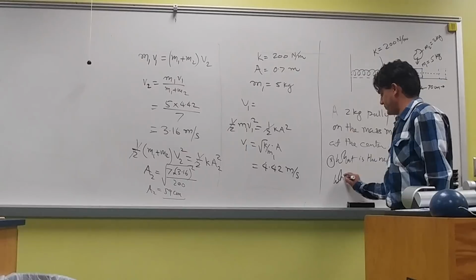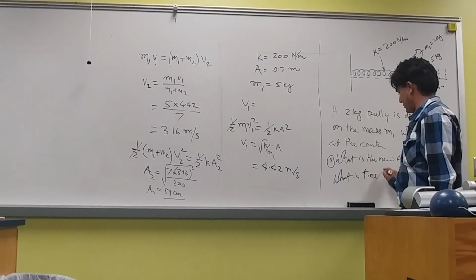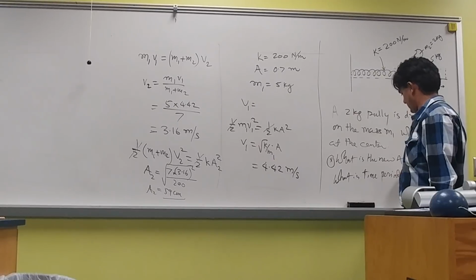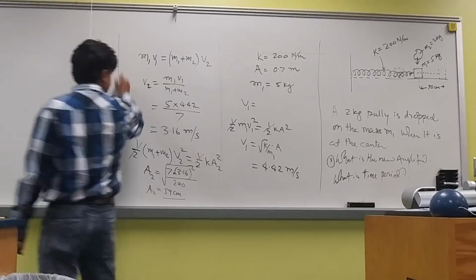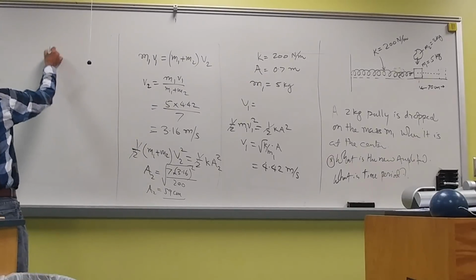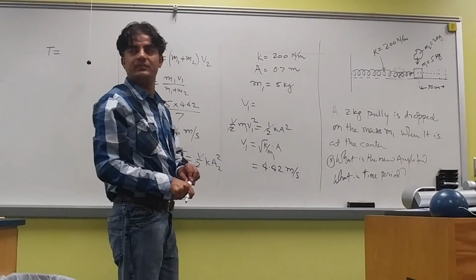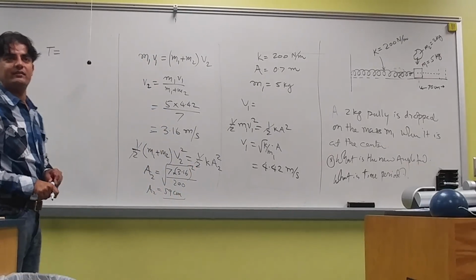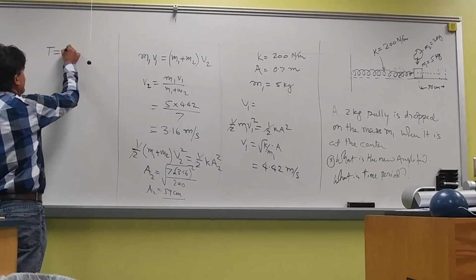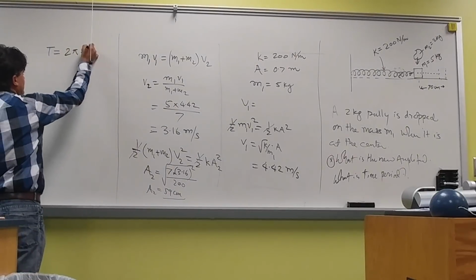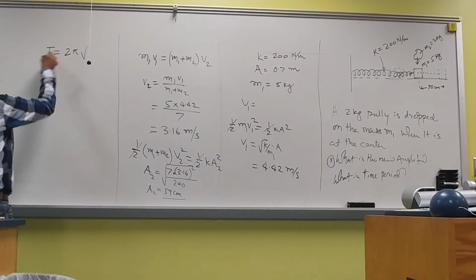What is the time period? How do you calculate the time period now? What was the formula for the time period? 2 pi square root of m over k. This is T2, let's say.